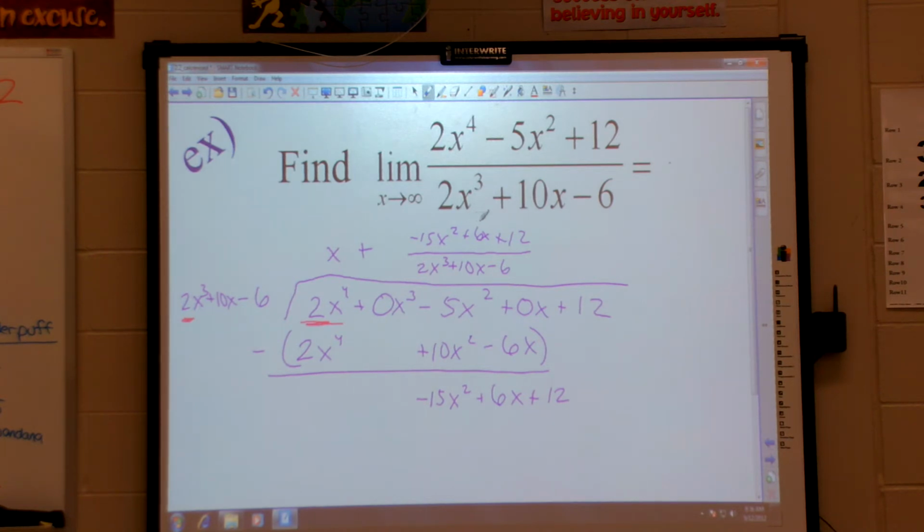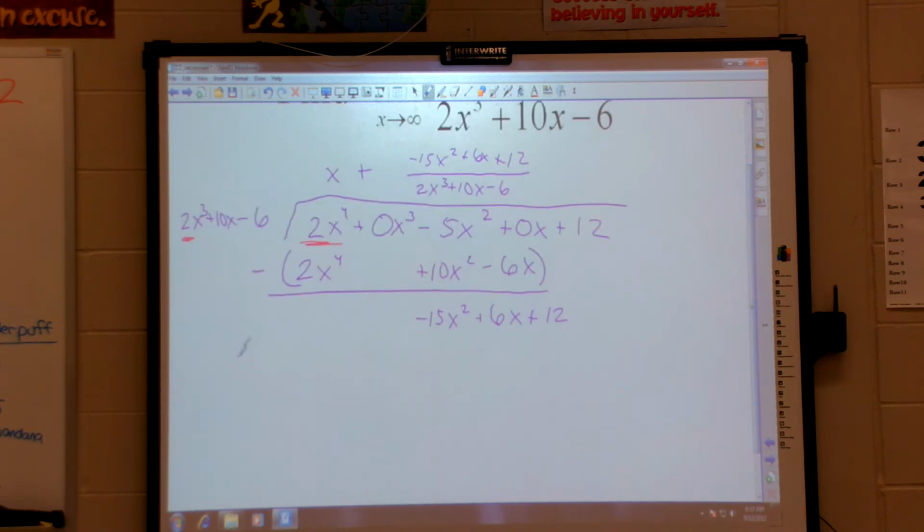Okay, here we go. When I did long division, all I did was rewrite this to here. Does everyone agree that when I divide, I get this? So instead of taking the limit of that junk, I can take the limit of my answer.